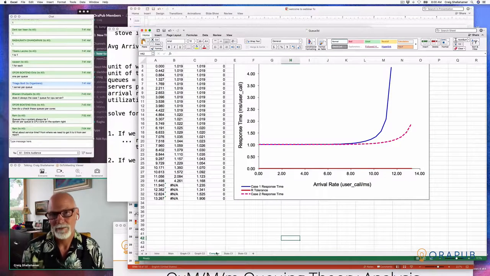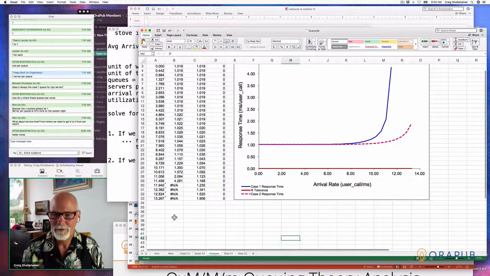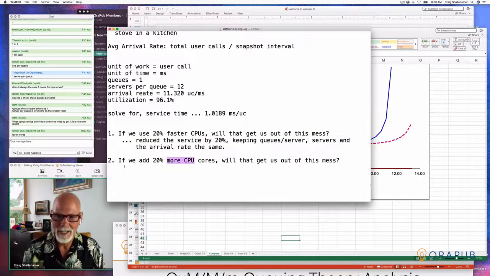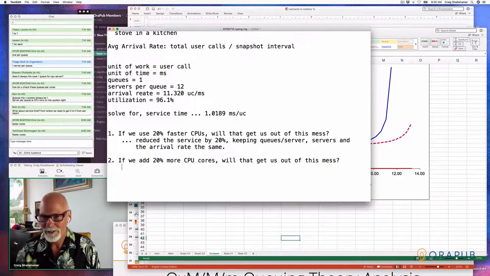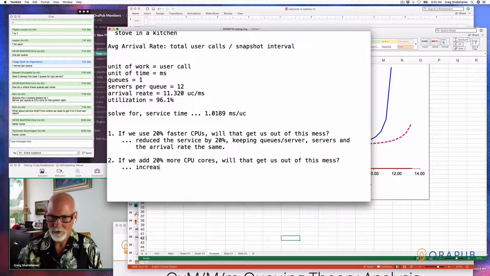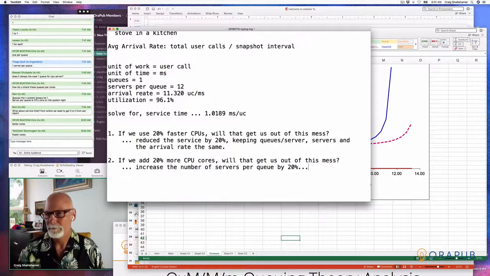What do you think? What are the factors? What's involved in choosing one over the other? If you email me your response to that, I will respond back to you with a little discussion about it. In what we did here, we increased the number of servers per queue by 20%.